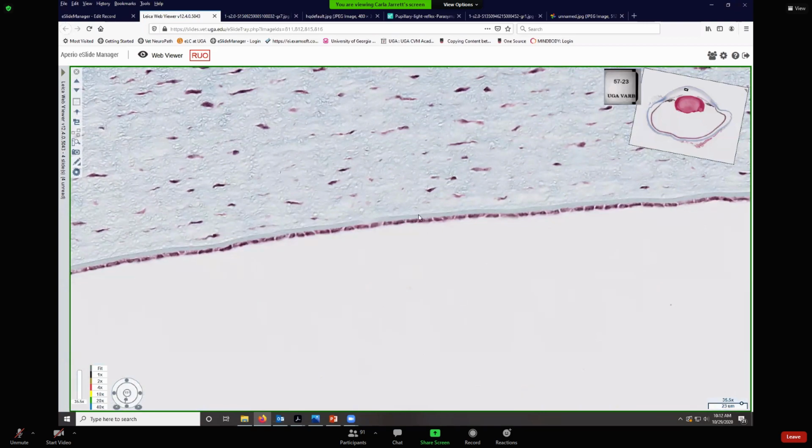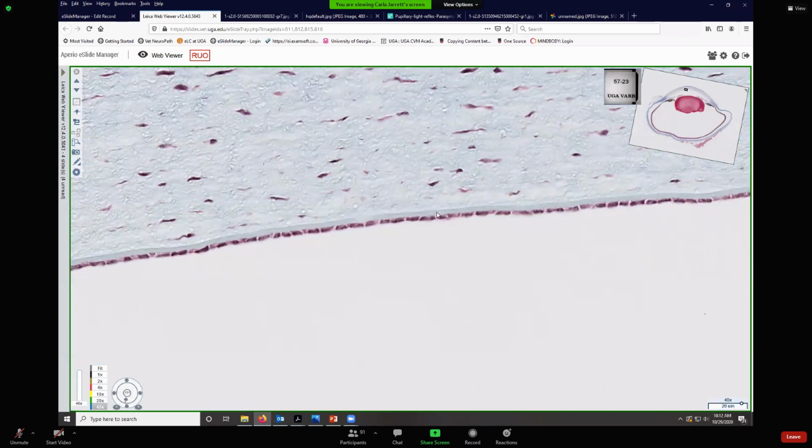Now, this basement membrane between the stroma and that posterior epithelium is really thick, and they have another name for that. They call it Descemet's membrane.